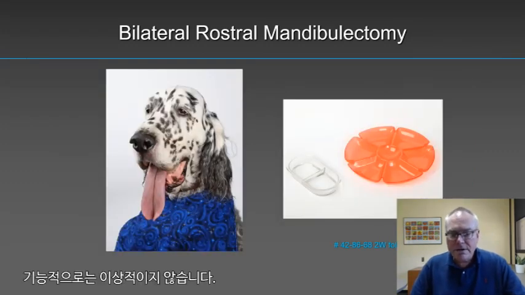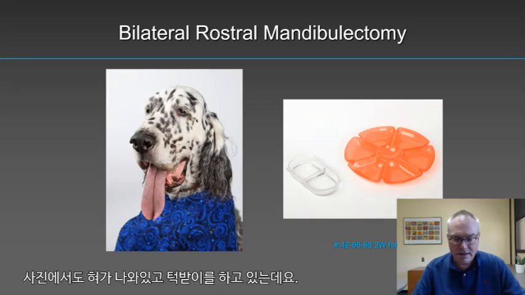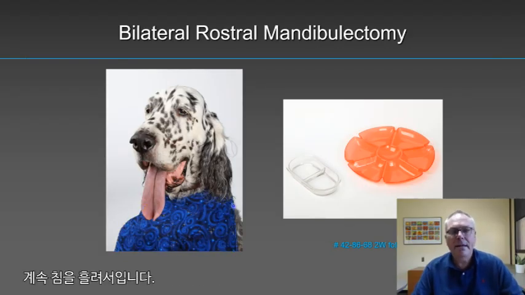The functional result is not ideal. So here you can see a dog that underwent a bilateral rostral mandibulectomy, and as you can see, the tongue is hanging out, and you can also see that the animal is wearing a bib. The animal is wearing a bib because the animal drools continuously. So if there is no lip margin, then you will get a continuing drooling of saliva.